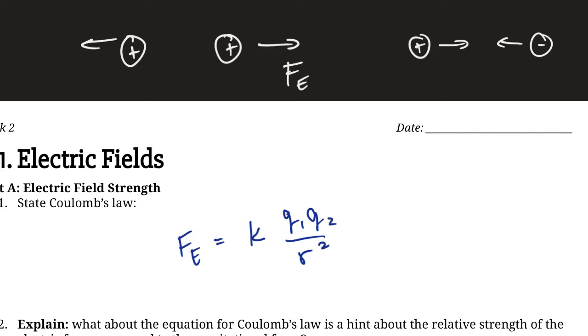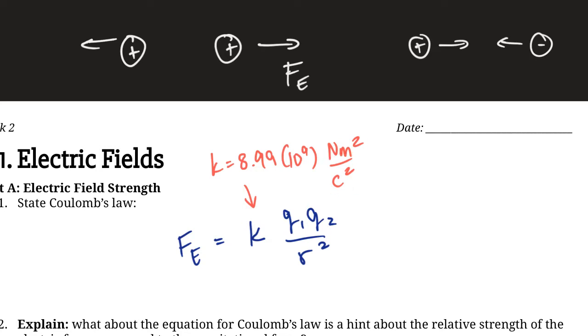In this case, the value of K equals 8.99 times 10 to the 9. And the units for this are newton meters squared per coulomb squared. So that's what K is equal to. When we use this equation, the other quantities should be in newtons, meters, and coulombs, and we'll see that in a second.